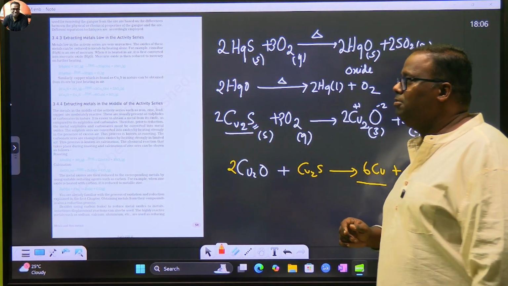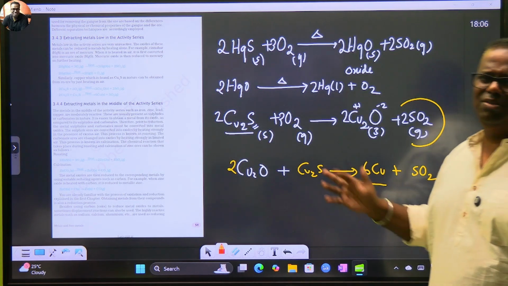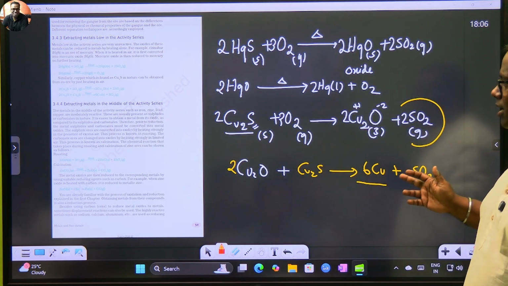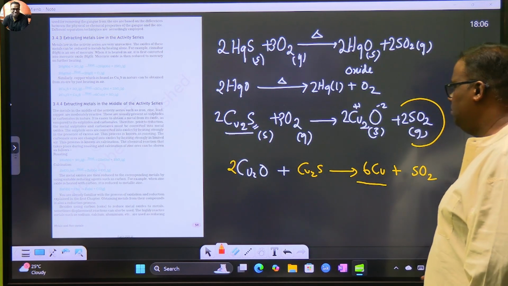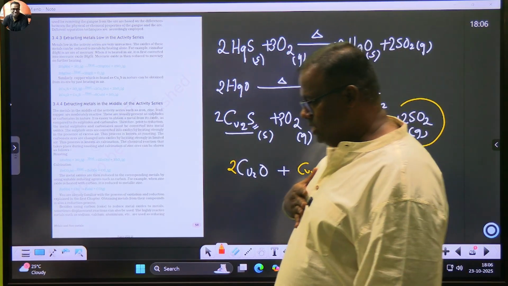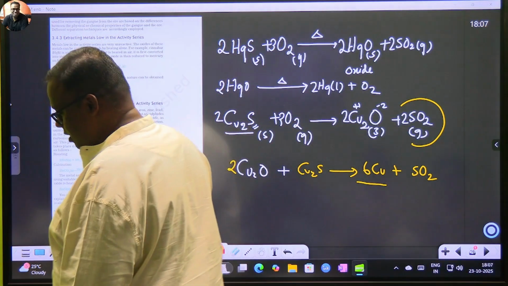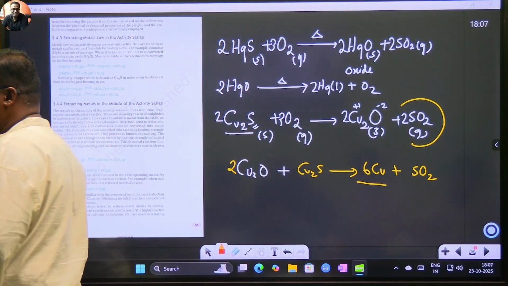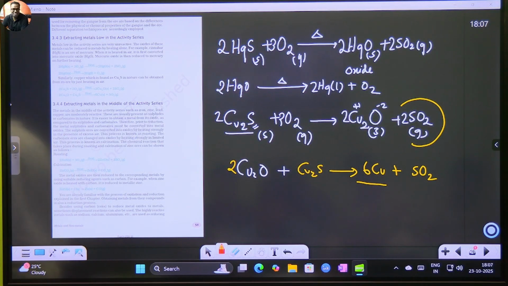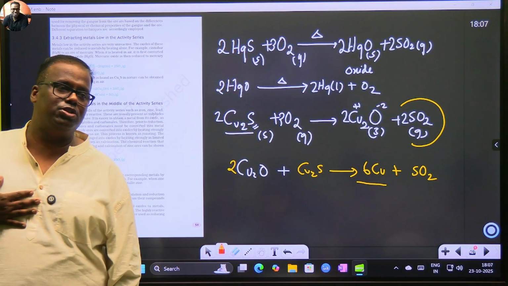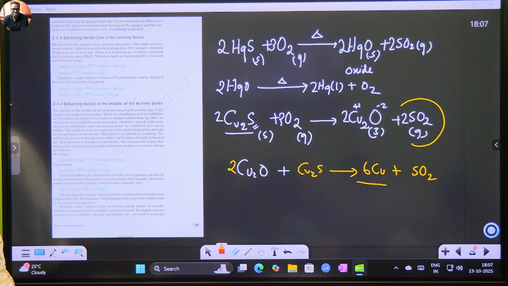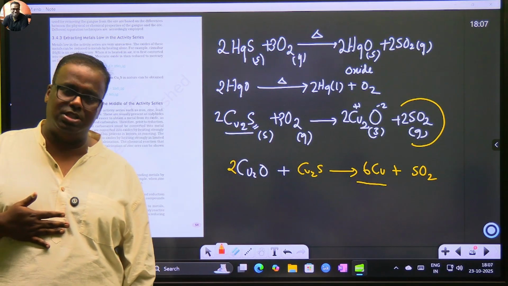Now we are extracting metals in the middle of the reactivity series. The middle ones are very easy. What was the story of the middle one? Tell me. The middle ones can come as carbonate and sulfide. If they are coming as carbonate, we will do calcination. Calcination is heating in absence of oxygen. If they are coming as sulfide, we will do roasting. Roasting is in presence of oxygen.